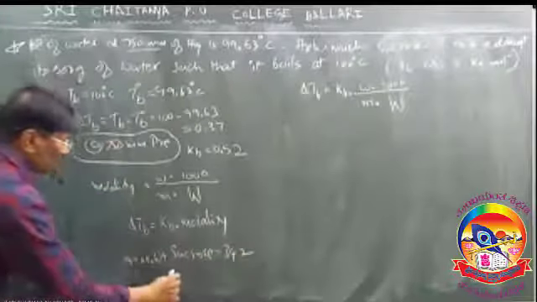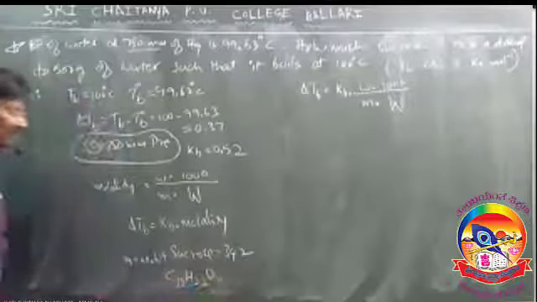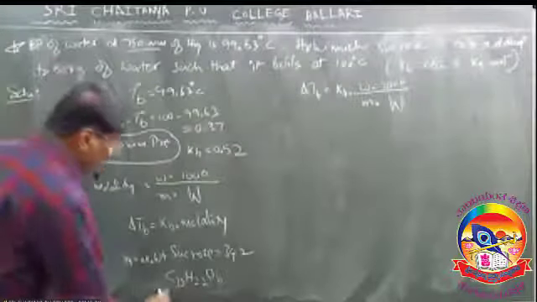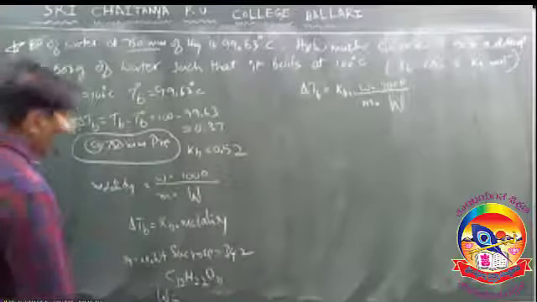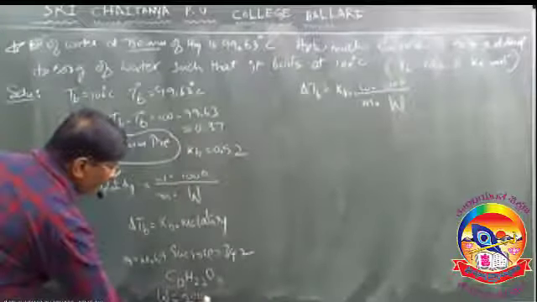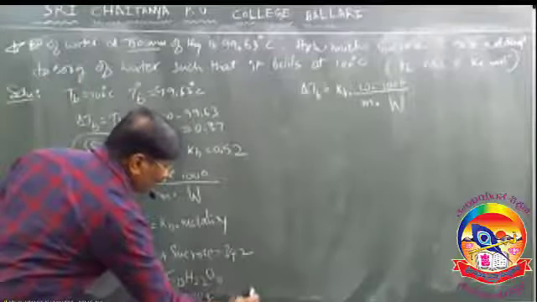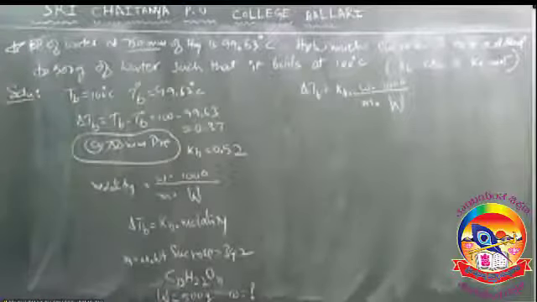342. Sucrose, C12H22O11. 342, that is. Capital W is also given. Capital W is how much? Water mass, 500 grams. Small w you have to calculate.